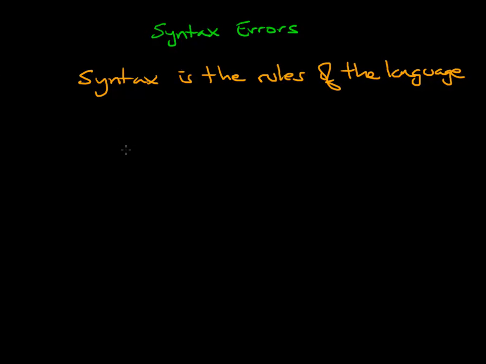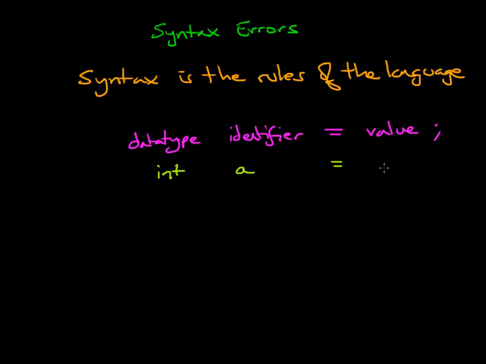Let's say I'm doing assignment. The rules of the language will say that I must have a data type, and that must be followed by an identifier, so that's the variable name, then the assignment operator, then some value, and then a semicolon. An example of how I could do this, I could write in C#, int, so that's a data type, then a, that's an identifier, assignment with an equals, and 15, semicolon, and this is perfectly okay. This conforms to the rules of the language.